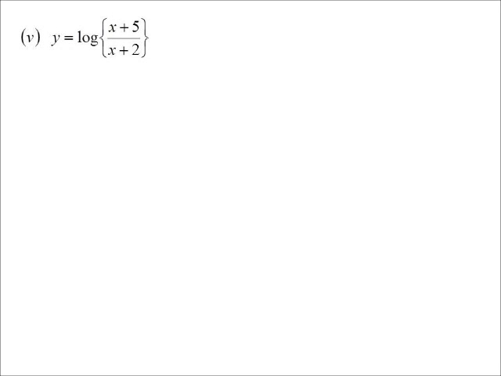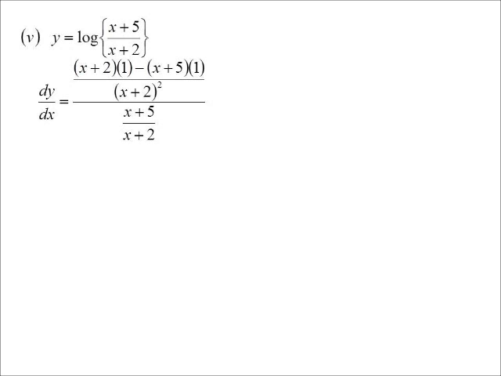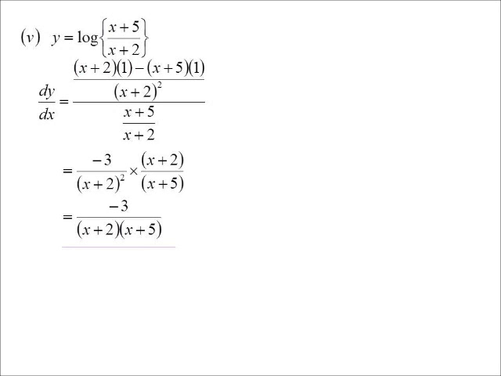So similar idea when you have a quotient there that we're logging. So if I use the quotient rule, square the bottom, write down the bottom, diff the top, minus write down the top, diff the bottom, over the original function, let's tidy that up. Well, the top fraction becomes minus 3 on x plus 2 squared. Then invert and multiply by the bottom fraction. The x plus 2's, we've got some cancelling, and we end up with minus 3 on x plus 2, x plus 5. That's kind of messy.